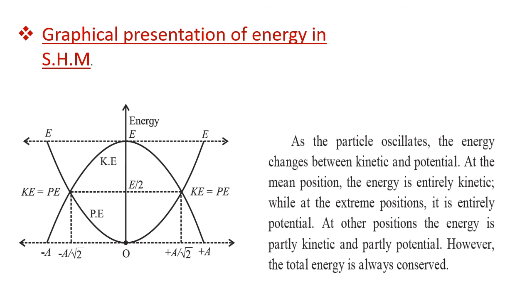Now at the intermediate positions, the energy is partially kinetic and partially potential. Even though this is true, the total energy of the particle is always conserved. So this is the graphical presentation of the total energy of the particle. On the y-axis we have plotted the energy, and this indicates the mean position, the extreme positions and the midways.